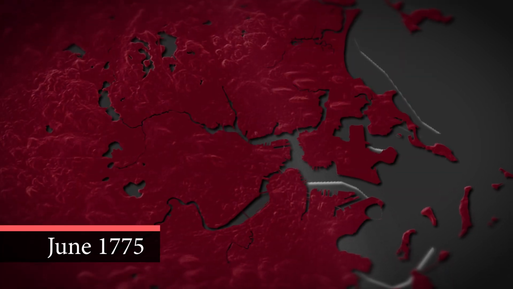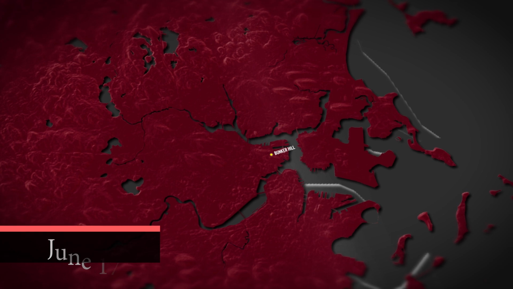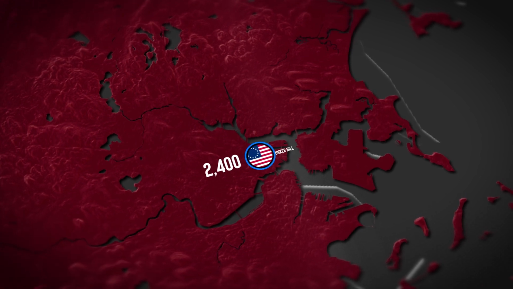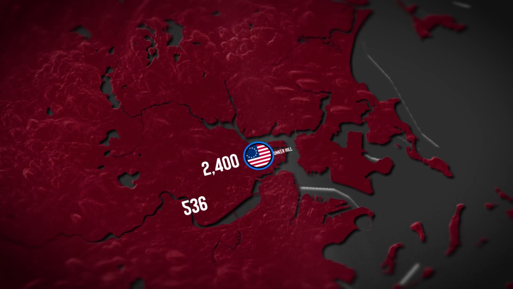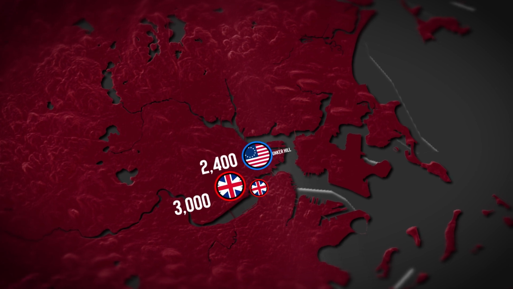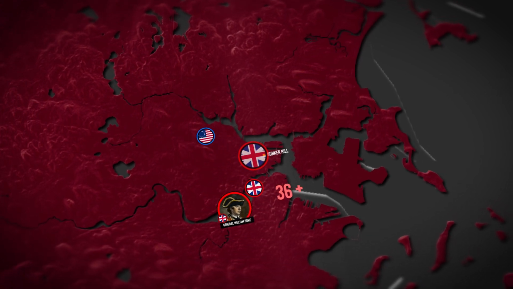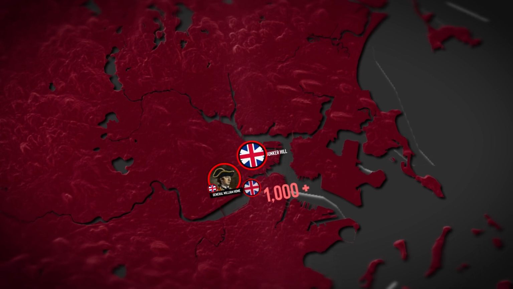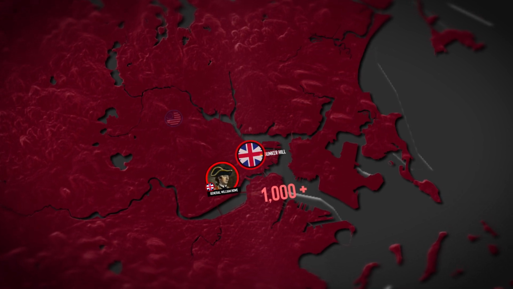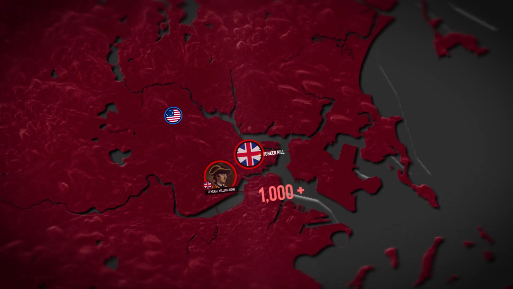In June 1775, the Battle of Bunker Hill took place, with around 2,400 colonial militia confronting 3,000 British troops under the command of General William Howe. Although the British took the hill, they suffered over 1,000 casualties, nearly half their forces, proving that the colonial forces could stand up to the British Army.